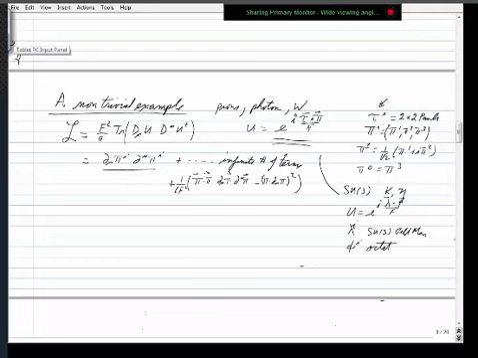In SU3, you add the kaons and the eta, and then u is e to the i lambda dot phi over f, where lambda are the Gell-Mann matrices, and phi are the octet of pseudoscalar mesons.